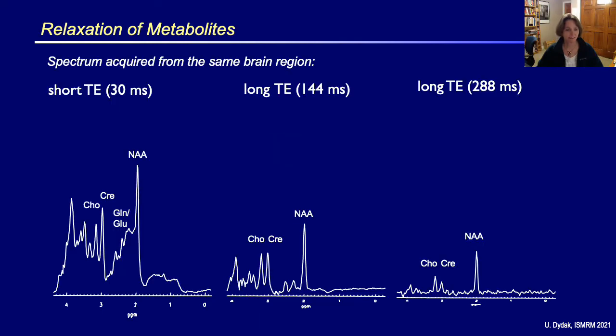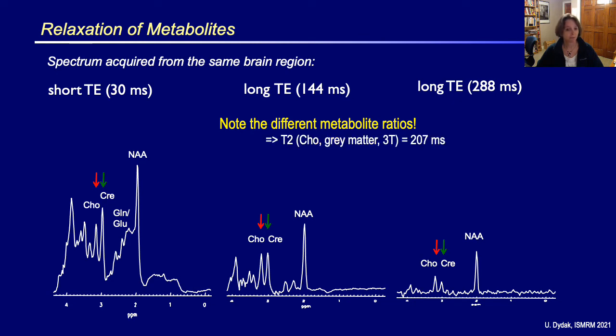Now this slide shows you the influence of the choice of echo time on a spectrum. You have 3 spectra here that are all acquired in the same subject in the same brain region, but at different echo times: a short echo time of 30 milliseconds, a longer echo time of 144 milliseconds, and a very long echo time of 288 milliseconds. You will appreciate the T2* decay of all of the metabolites. And take a look at the ratio of choline to creatine. It is different at all 3 echo times. That signifies that the T2* of each metabolite is different.